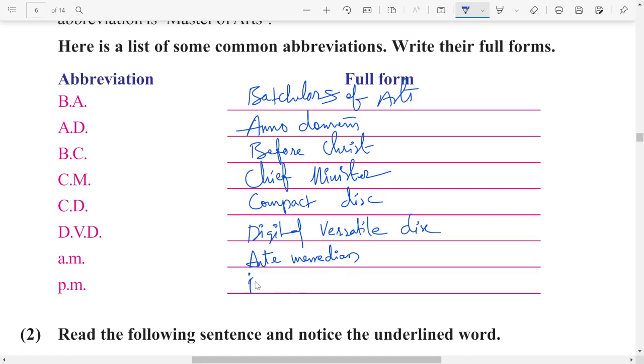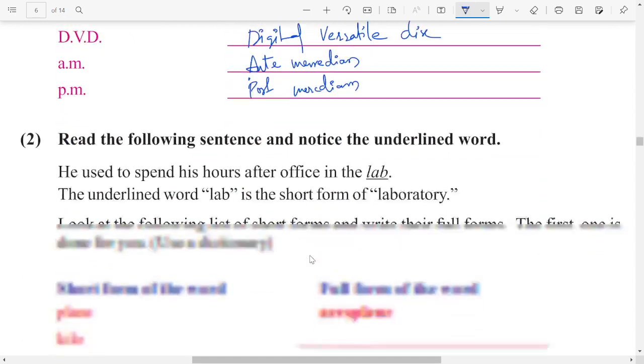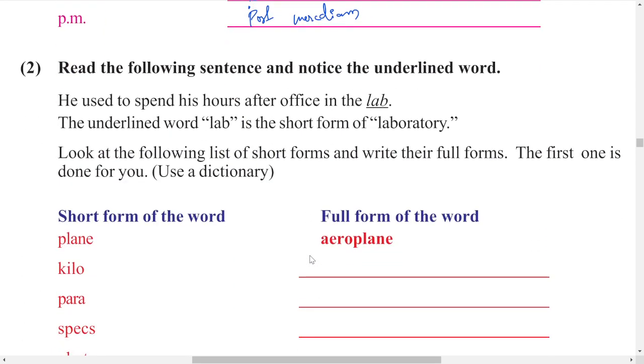Okay, PM is post meridian. AM we use before afternoon, PM we use after afternoon. Ante meridian in the sense of before, post in the sense of after. Okay, next, read the following sentences and notice the underlined words.